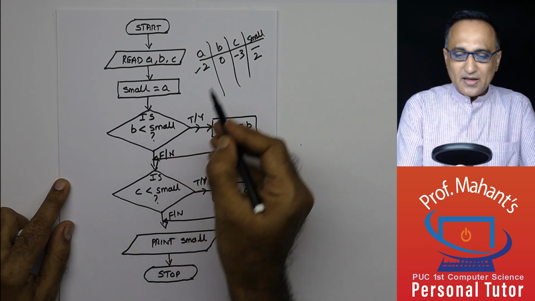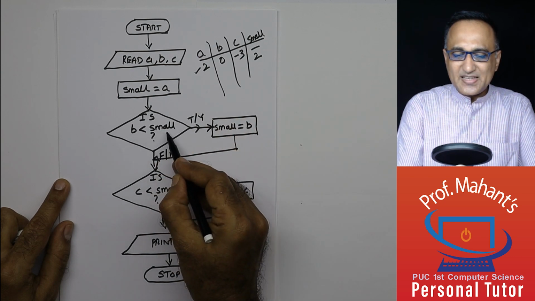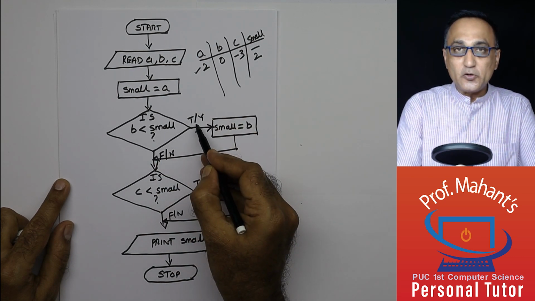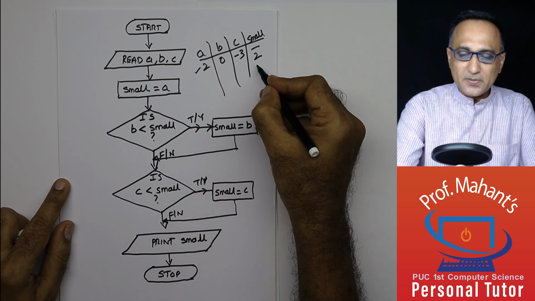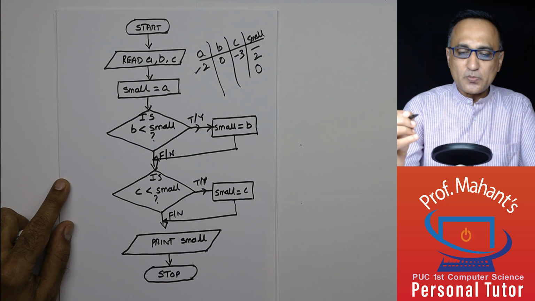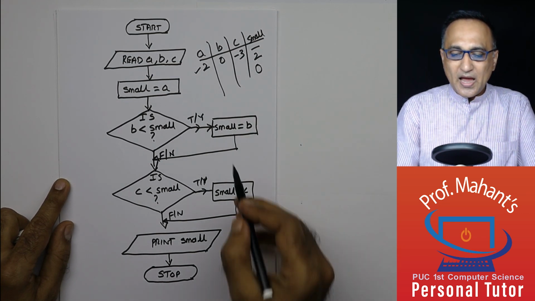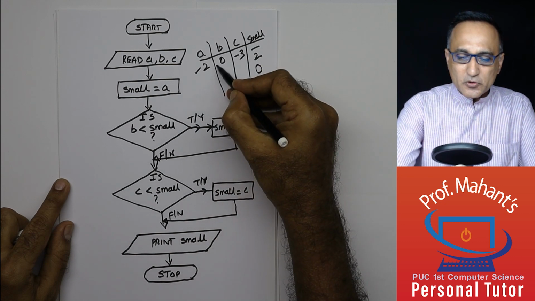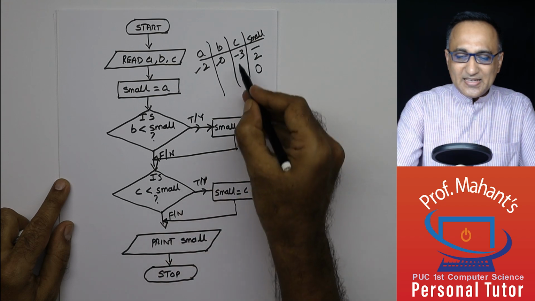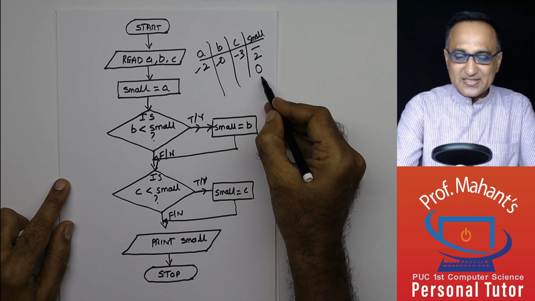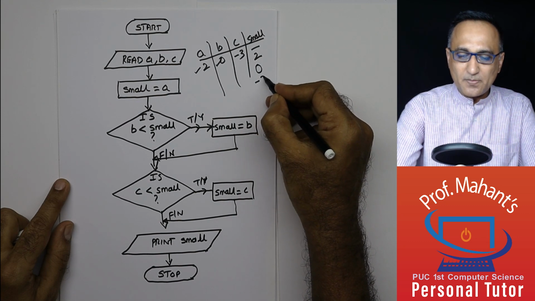Then I come here. I'm comparing B, 0, with 2. Which is smaller? 0 is less than 2. This happens to be true. Since it happens to be true, I am changing the value of small with B. So my new smallest happens to be 0. Whatever is in B, that value gets copied to small. After doing that, I have processed B. I need to check C. So I come here. Is minus 3 less than 0? Yes. So small is replaced with minus 3, or 0 is replaced with minus 3.